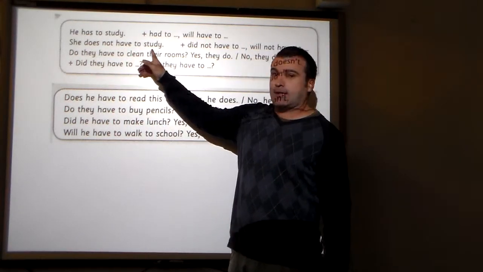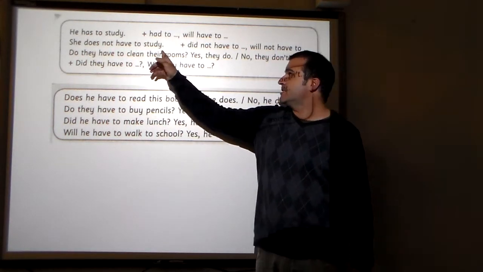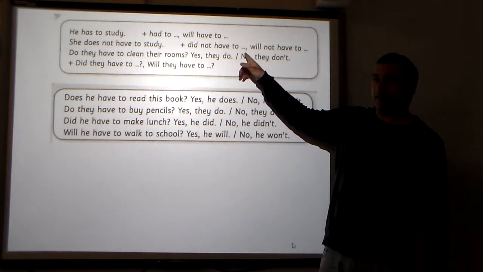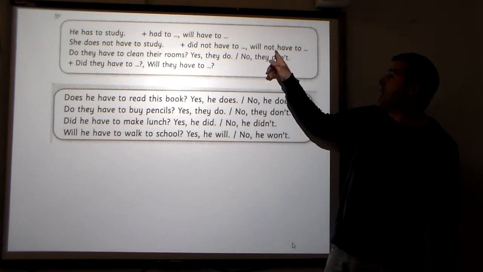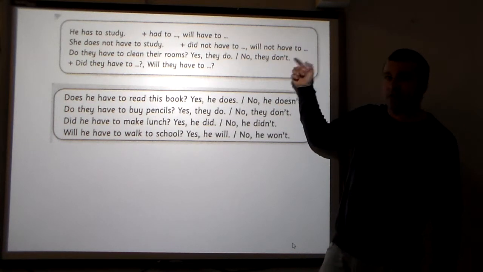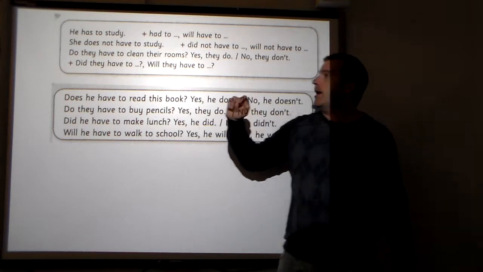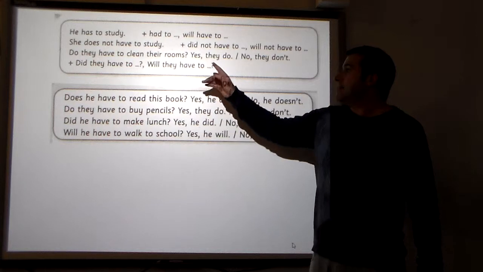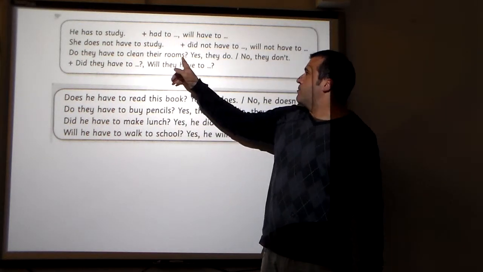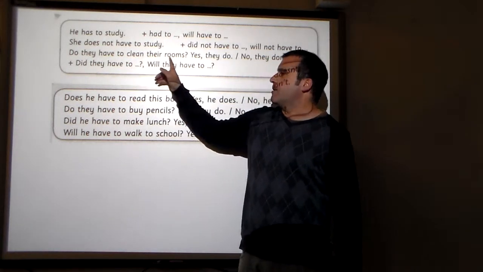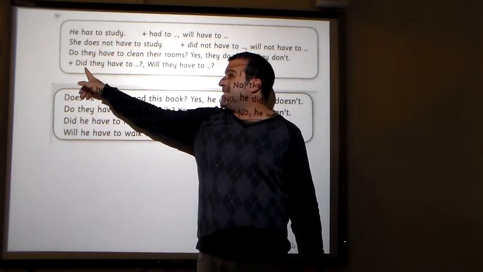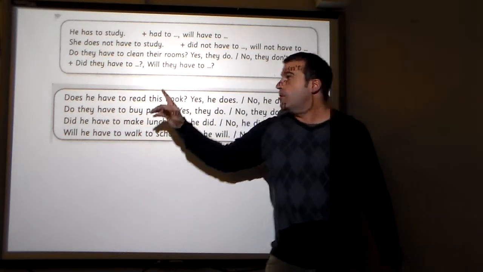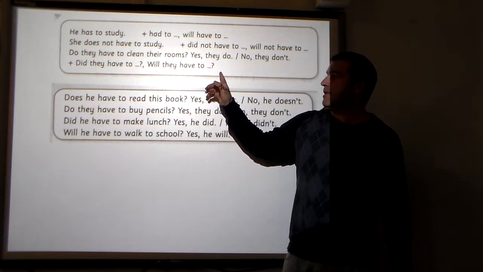She does not have to study. This is the present tense. She did not have to study. It's the past tense. She will not have to study. It's the future tense. Regarding the interrogative sentences, do they have to clean their rooms? In the past it would be, did they have to clean their rooms? In the future it would be, will they have to clean their rooms?